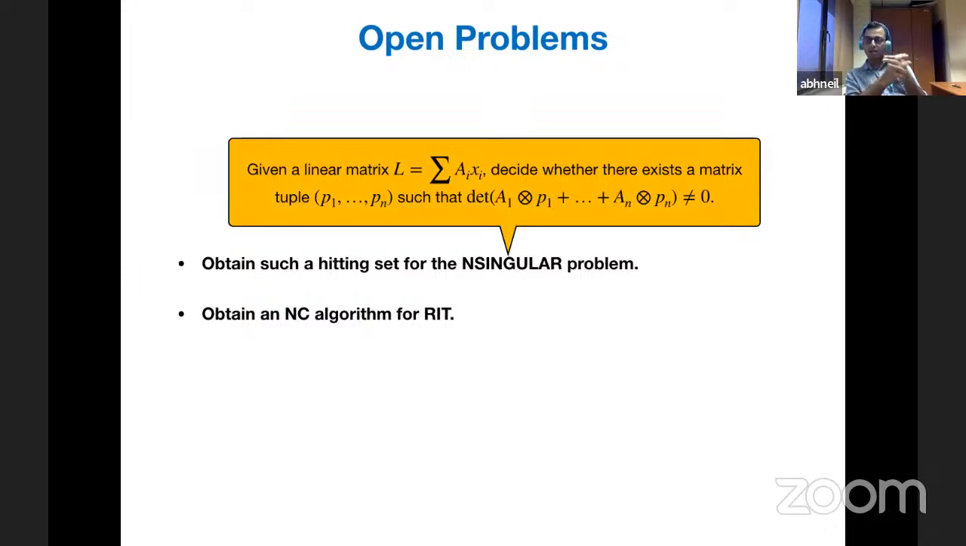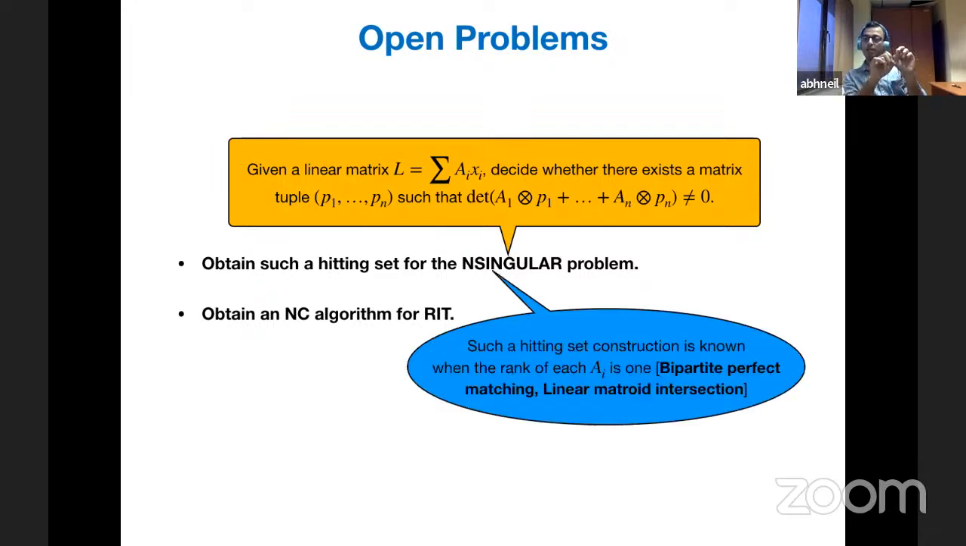So the problem is the following: you are given a linear matrix and you want to find a matrix substitution P1 to Pn. Just recall that in Edmonds' problem, in the commutative case, we want to find a scalar substitution such that if you substitute the values, the determinant will be non-zero. Here you want to find some matrix substitution at each entry, or equivalently, the sum of A_i tensor P_i has non-zero determinant. That is the nc-singularity problem. And it is known that RIT can be reduced to the nc-singularity problem. In much of the literature, people interchangeably use these terms; sometimes they call nc-singularity the rational identity testing problem. Okay, so what do we solve? A black box quasi-polynomial-time algorithm for RIT. It doesn't give us any hitting set for this nc-singularity problem.